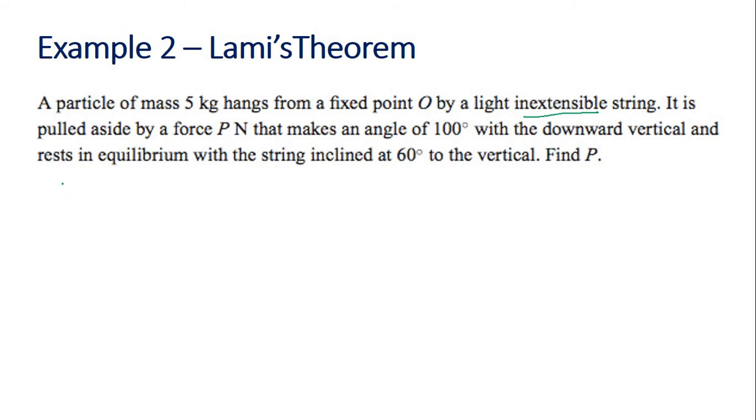Okay, so I've got a wall here. Fixed point O, a mass of 5 kilograms is hanging down. So here is my mass. That's what's going on with its light inextensible string. It's pulled aside by a force making an angle of 100 degrees with the downwards vertical. So downwards vertical is actually our weight force of 5g. We're making an angle of 100 degrees with that, which means it's being pulled aside by a force P, like this, with 100 degrees.